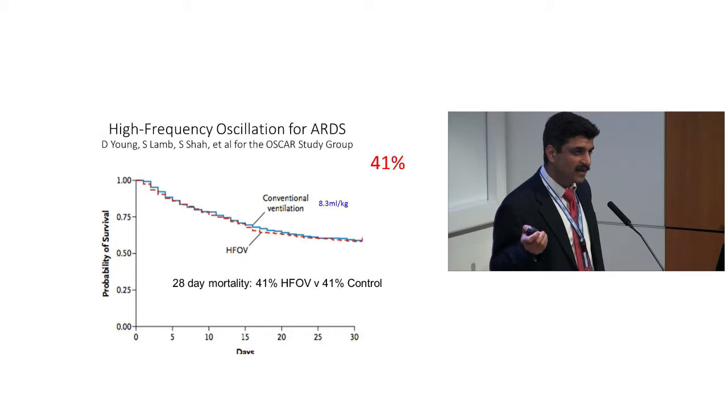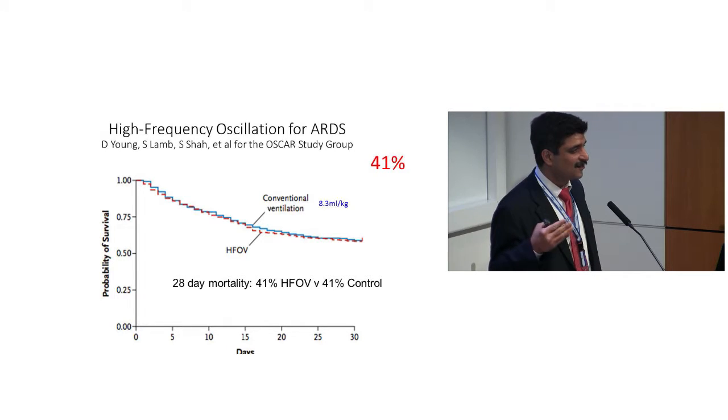Yeah, 8 ml per kg. And when we started off the trial, we all swore that we would abide by the ARDSNet and do 6 ml per kg. So that's a big difference in practice and perception.